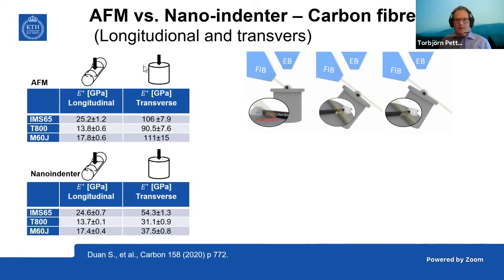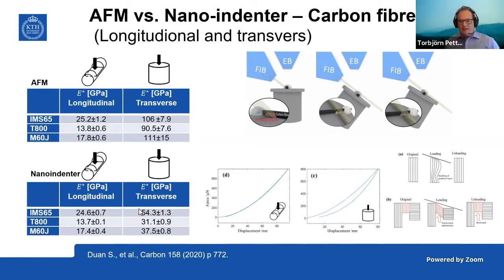We did AFM indentation, and we also sent the sample to Australia to measure with a Nano-indenter on the same material. We had 3 different types of carbon fiber, and we measured the elasticity. Really good was that the AFM indentation was in really good agreement with the Nano-indenter on the longitudinal cross section. When we looked at the transverse cross section, we have a really big difference in the measurement, from 106 gigapascal to 54 gigapascal. And we started to think, why do we have this difference?